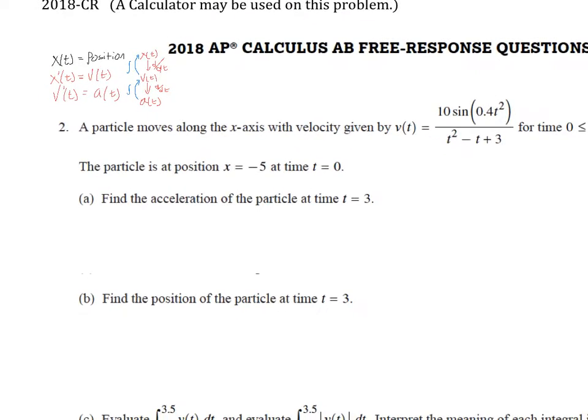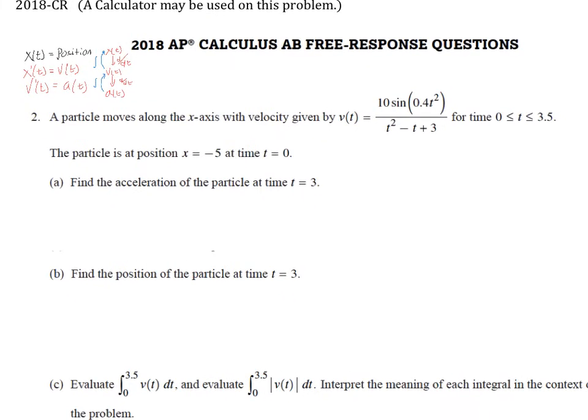Well, let's check this out here. We've got a particle moving along the x-axis with the velocity given to us here as this function, and we've got a time constraint here. We know, first of all, that the position is at -5 when time is 0. We need the acceleration of the particle at time t equals 3.